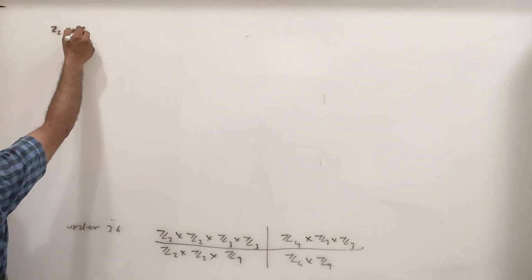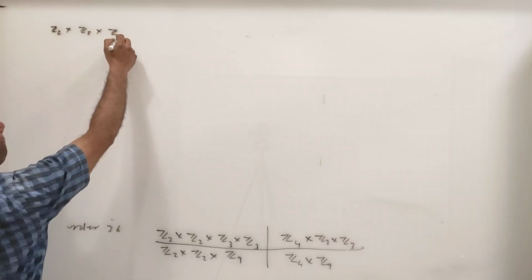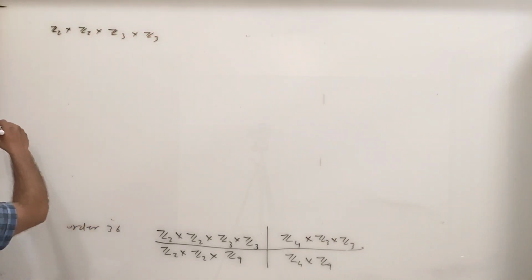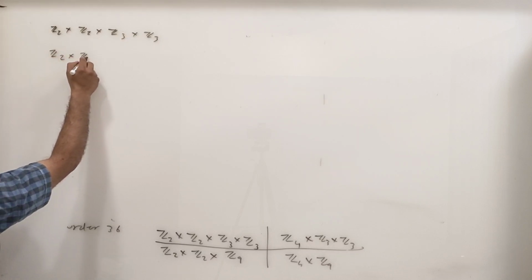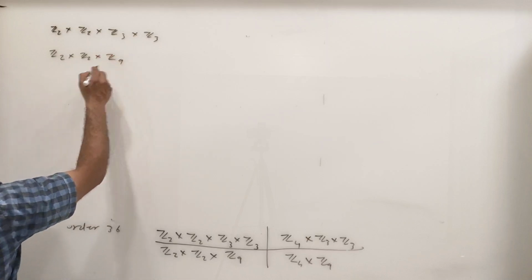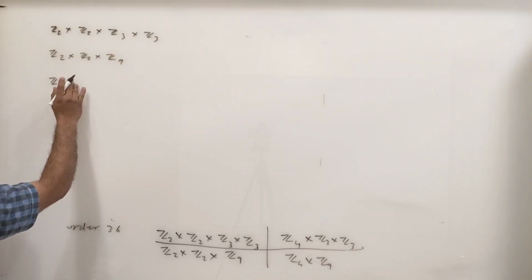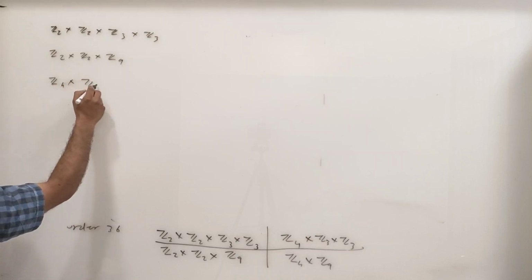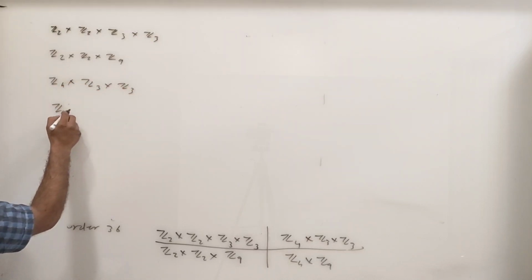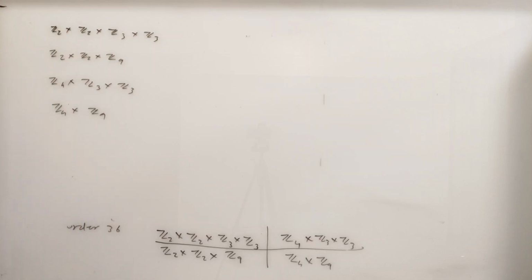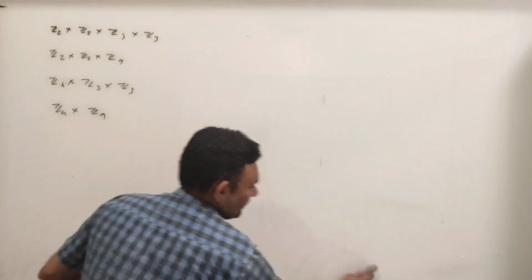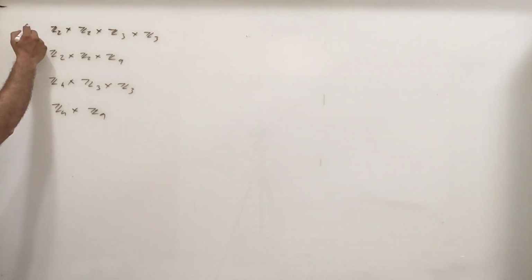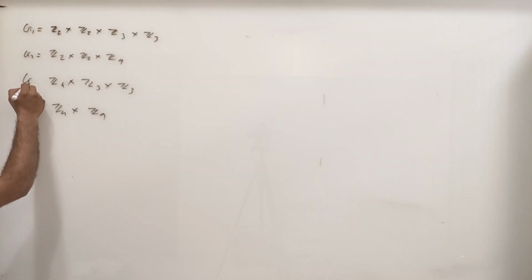Z2 cross Z2 cross Z3 cross Z3, then Z2 cross Z2 cross Z9, Z4 cross Z3 cross Z3, Z4 cross Z9. Let me say this is G1, this is G2, G3 and G4.